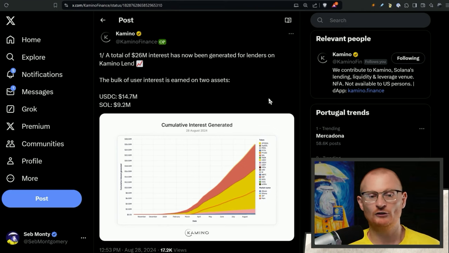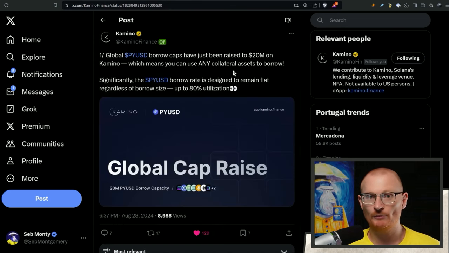This here, a total of 26 million in interest has now been generated for lenders on Kamino Lend. And also remember, Global PYUSD, that's my token of choice now for stablecoins. The borrow cap has been raised to $20 million on Kamino with any collateral assets. That can be JitoSOL and you can go and borrow. I'm unsure when that's going to go. Probably pretty close to being gone, but check it out yourself.